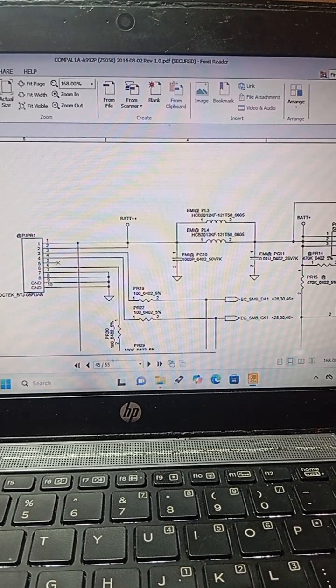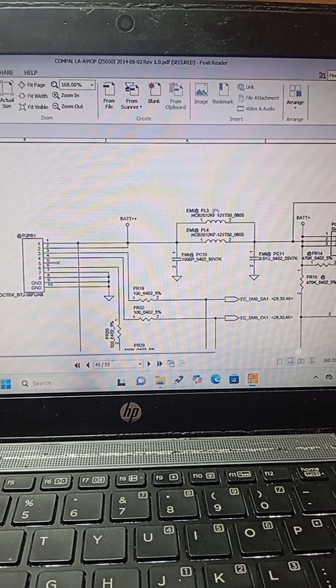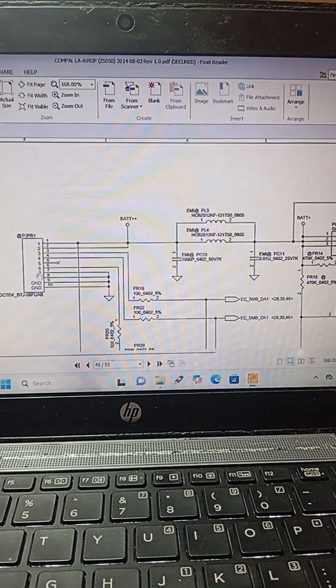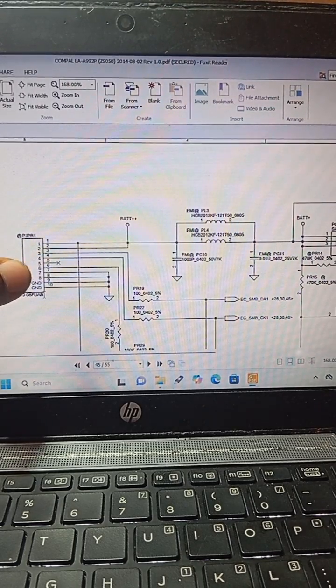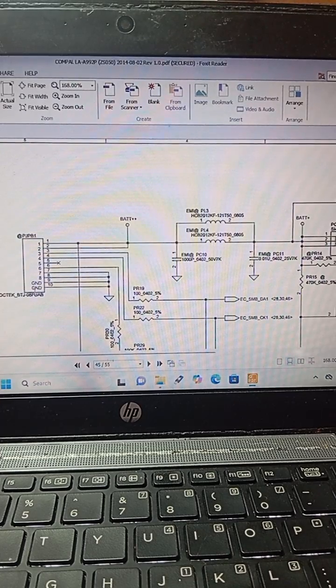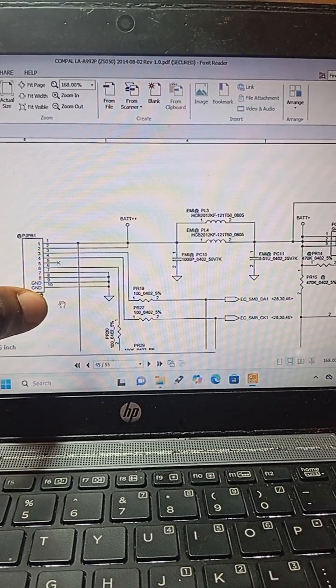If you look at it critically from here, we have the charging port. This is our charging port, and these are the pins on the charging port: 1, 2, 3, 4, 5, up to 8 pins, and this is ground. Pins 9 and 10 are ground, so they are the ground key.